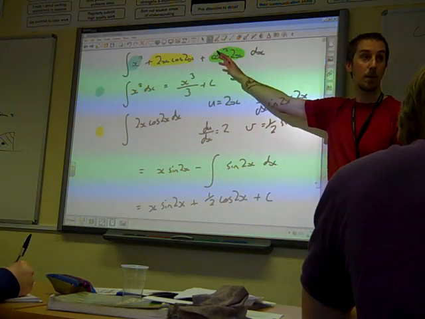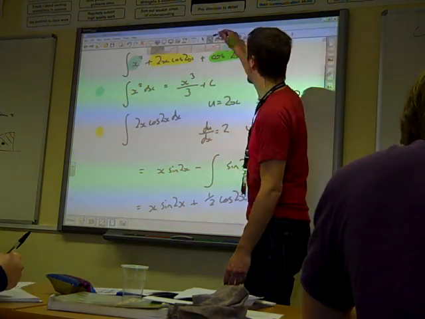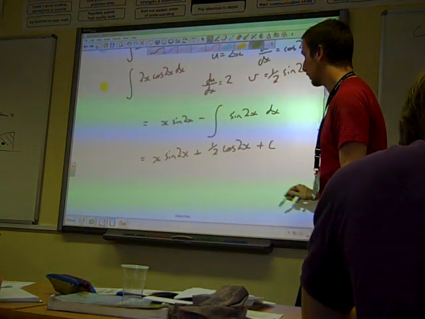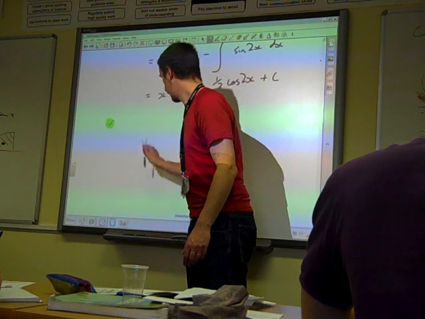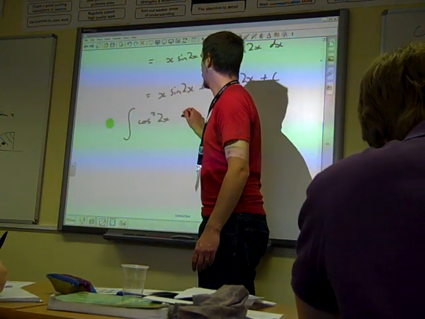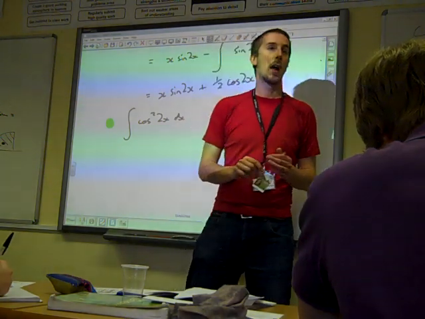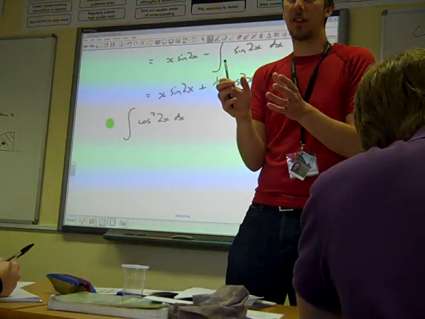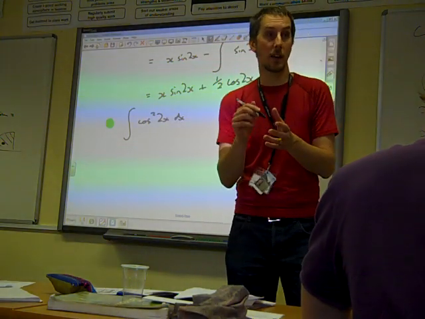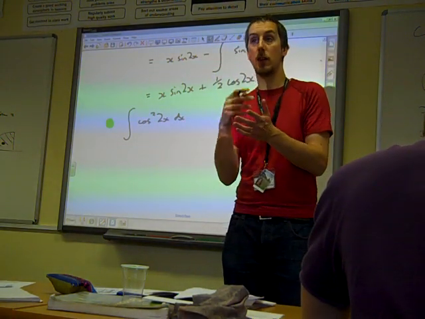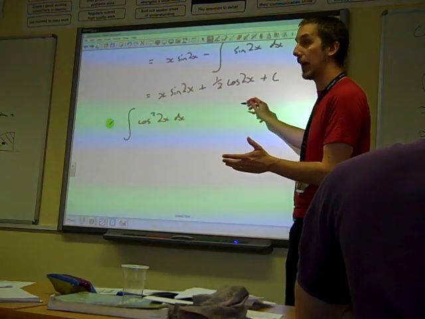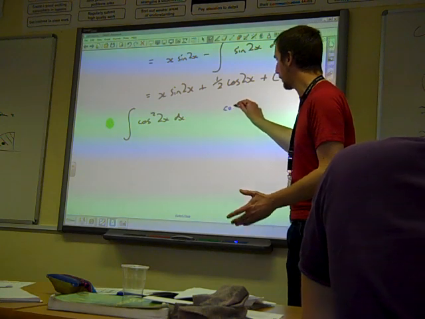Right, the green bit was cos squared 2x. We've just talked about this. This is the trig identities thing. Our way of integrating sine squared, cos squared, tan squared is to use the trig identities. If in doubt, we could always derive them again.